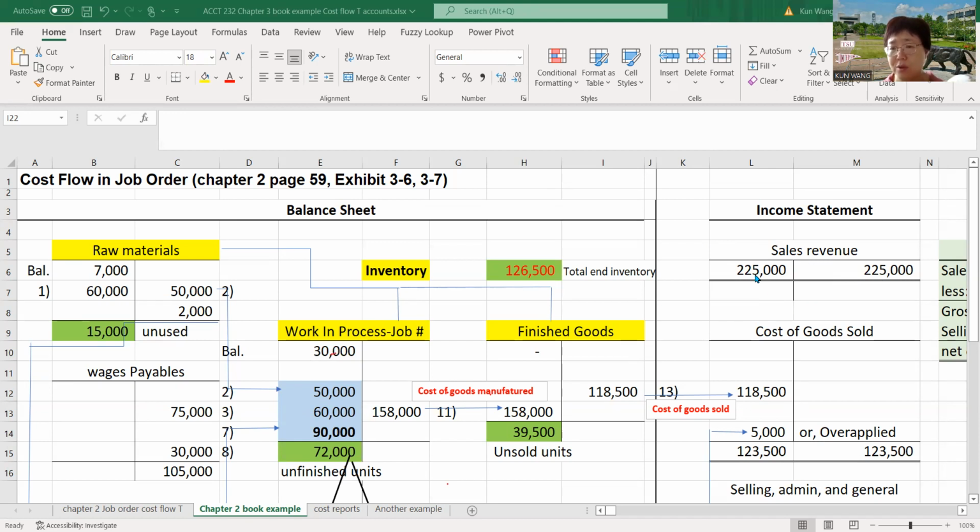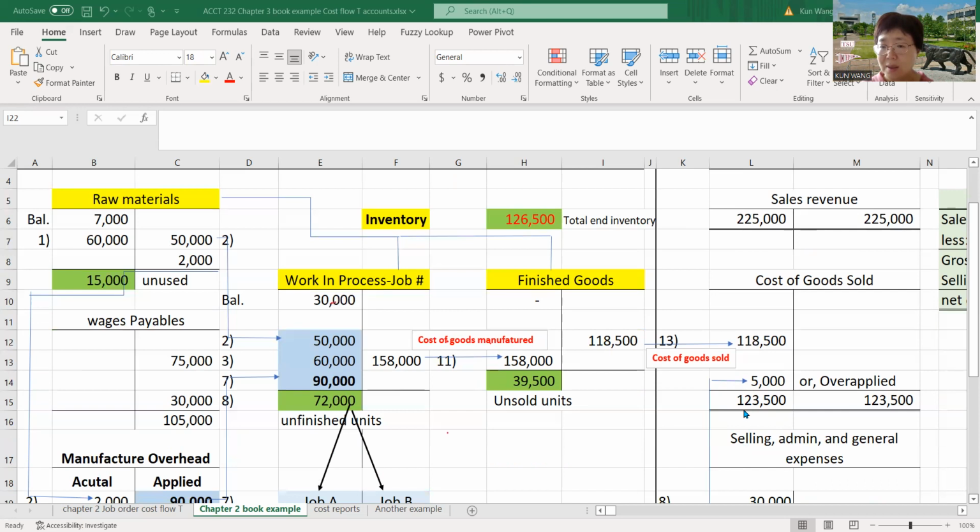Eventually, in the closing process, these are temporary accounts. We learned about temporary accounts and permanent accounts in 231. All of the accounts under the income statement are temporary accounts. They will be closed to the retained earnings. So initially the sales revenue is credited by 225,000 for this question.